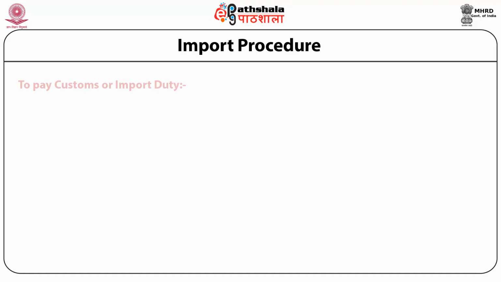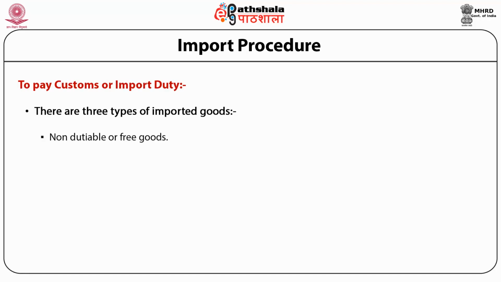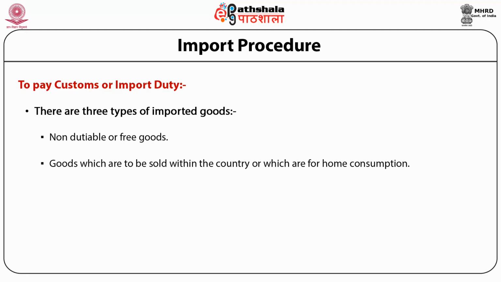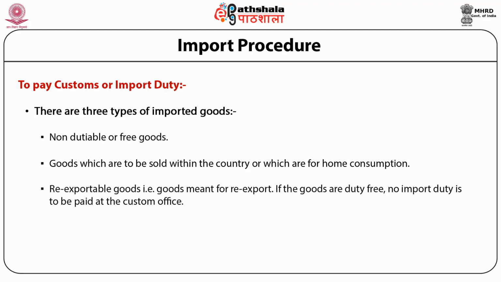The other is to pay custom or import duty. There are three types of imported goods. One, non-dutiable or free goods. Second is goods which are to be sold within the country or which are for home consumption. Third is re-exportable goods, that is, goods meant for re-export.